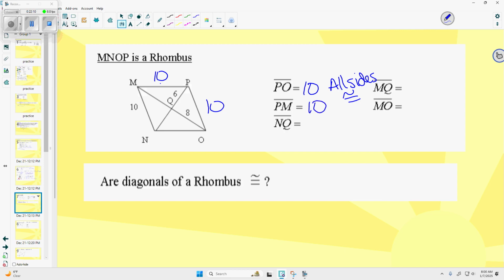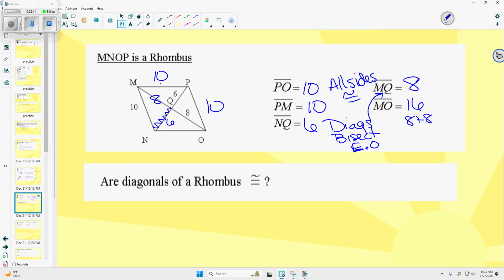How about NQ? 6, I heard. Absolutely, because your diagonals bisect each other. That came from the parallelogram. How about MQ? 8, I heard. Absolutely. Again, diagonals bisect each other. MO? 16, because you're adding them together.